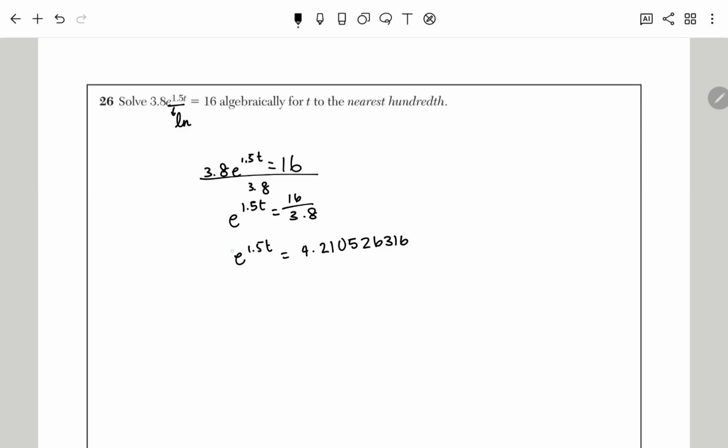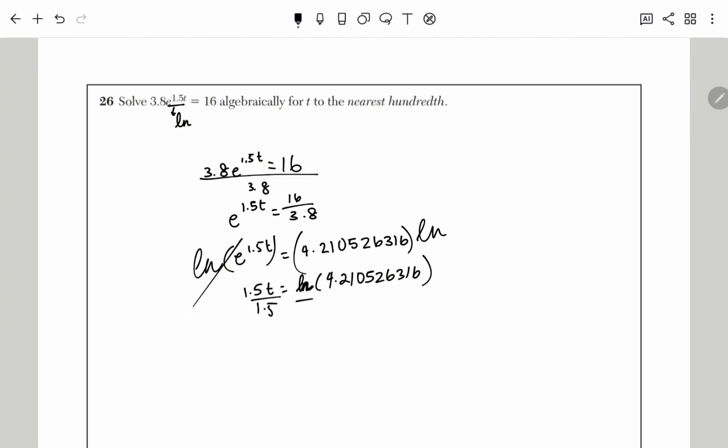Again, to get rid of e, we have to ln both sides. So that cancels out, and we have ln on this side. Now I have 1.5t equals ln 4.210526316, and then I divide by 1.5 on both sides. And then I get t equals 0.95839177704.